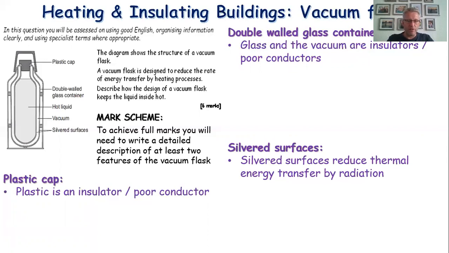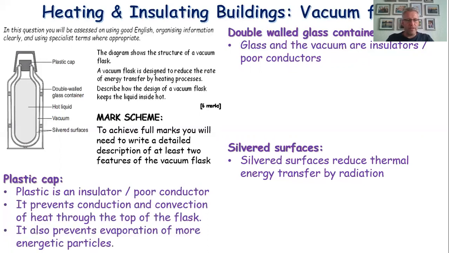Now, the detailed descriptions are where the rest of the marks come from. So the first thing is there. A plastic cap prevents conduction and convection of heat through the top of the flask because plastic is an insulator. It will also, and here's the extra mark for this one, prevent evaporation. If you didn't have that stopper, the hot liquid would evaporate. You'd see steam rising off the top, and that's another way for it to lose thermal energy. So it prevents evaporation of the more energetic particles, leaving whatever's behind less energetic.